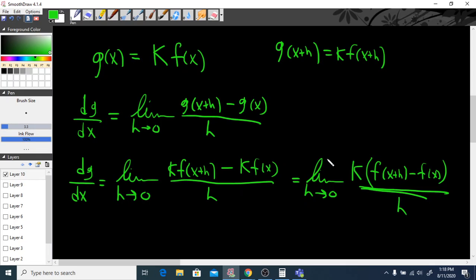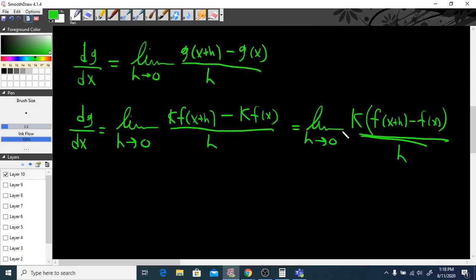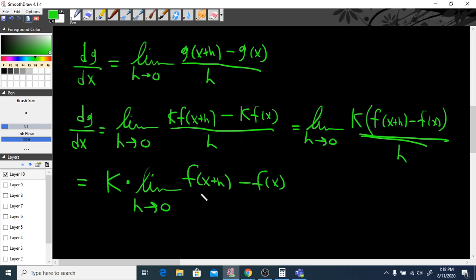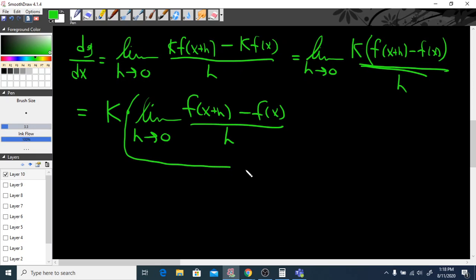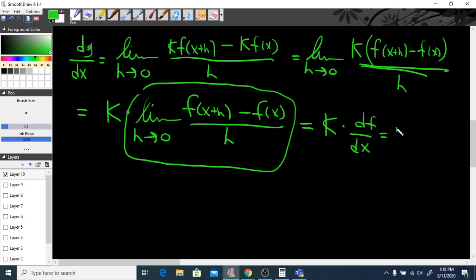Okay, good. So we have the limit of a constant times a function, and the limit depends on h. So we can take that k and bring it out front. So we get k times the limit as h approaches 0 of f at x plus h minus f at x over h. And this whole expression now, this whole thing is the derivative of f. So we get k times df dx. Or again, you can write that as k times f prime of x.